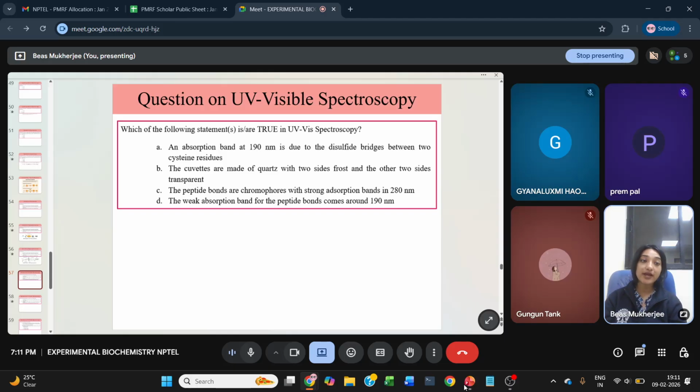Now, a lot of you might have used cuvettes in your college days. I'm not sure, in school days have you used? I never used them in my school days anyway. So then some of you might know about cuvettes.